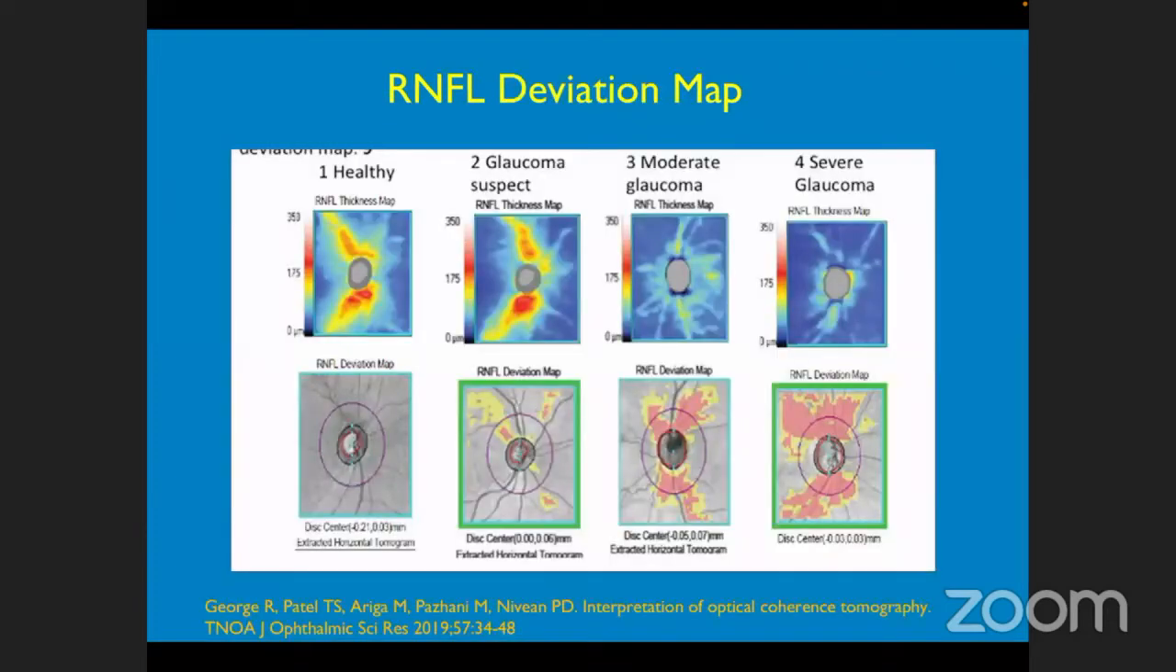RNFL deviation maps, these are actually unique to Cirrus OCT and not available on any other platform. In the first part of this image, you can see this is a normal patient with no deviation from the normative database, and the spectrum slowly moves from glaucoma suspect to moderate glaucoma to severe glaucoma. So in the last image, you can see there is diffuse RNFL thinning, and in the deviation map, red color represents the same.